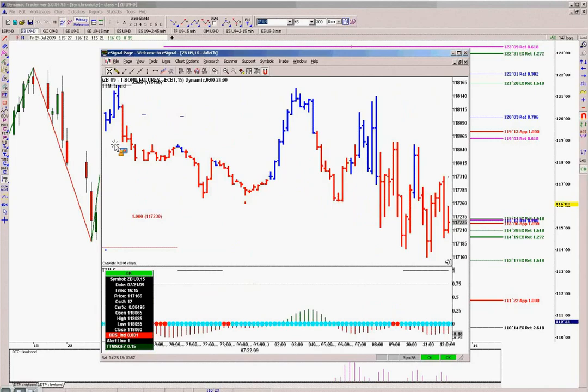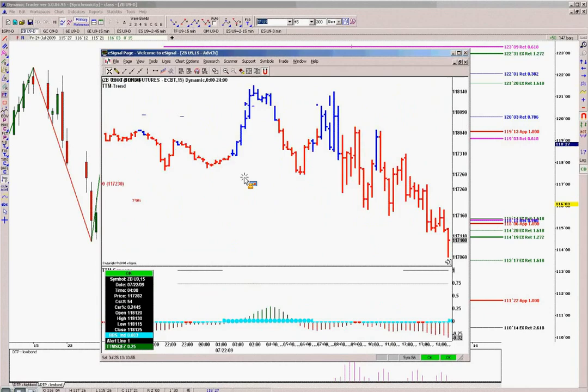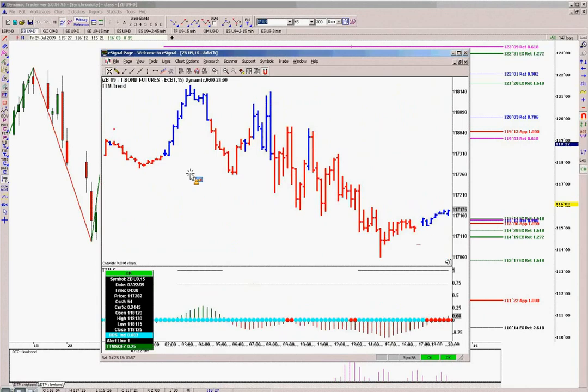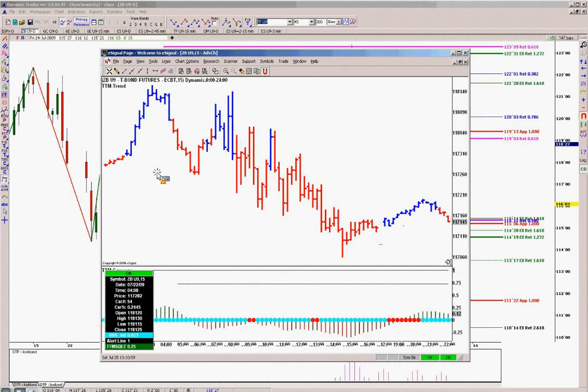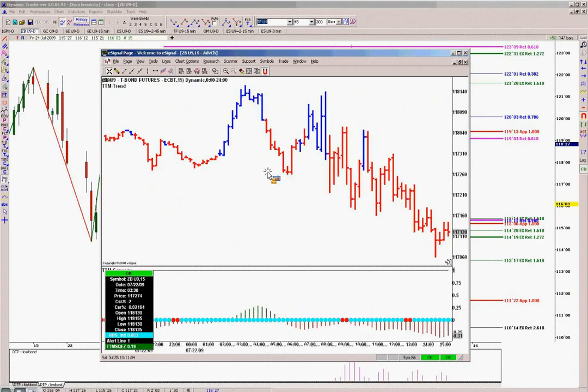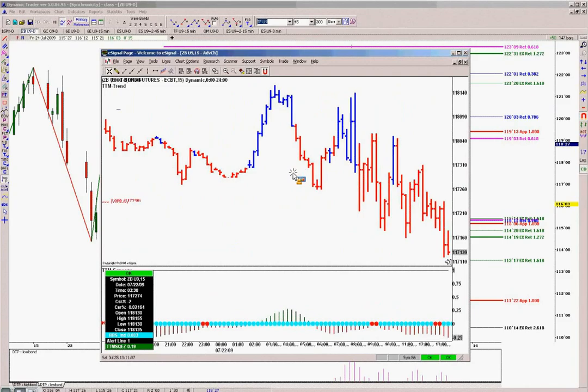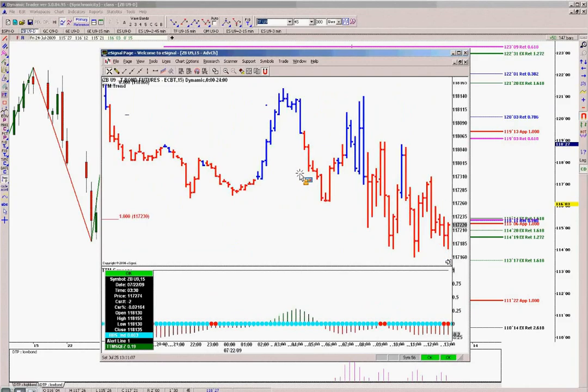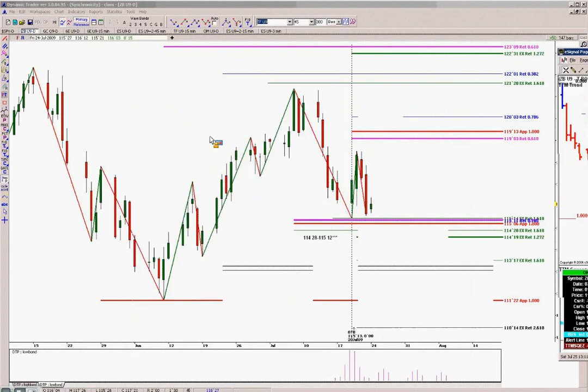So there's a number of different ways. You just want to choose a way that you prefer and use it consistently. Or you can use one or the other. You can say that I'm going to stop this out either if we break symmetry or we take out a prior swing low. Again, that's up to the individual.